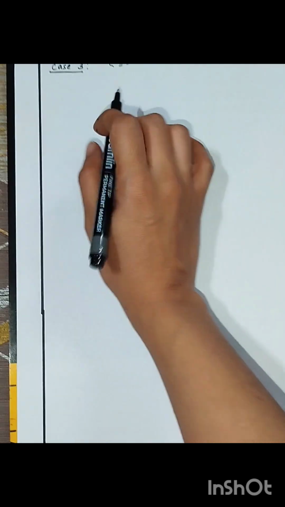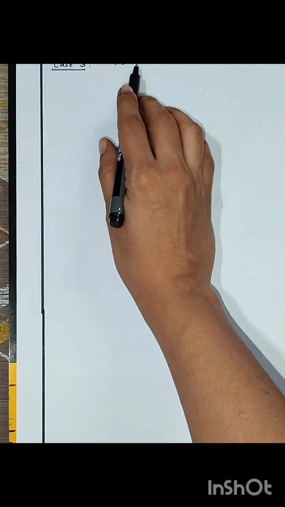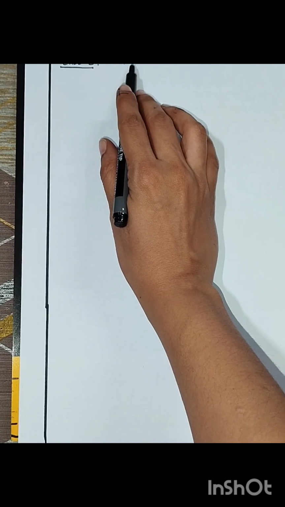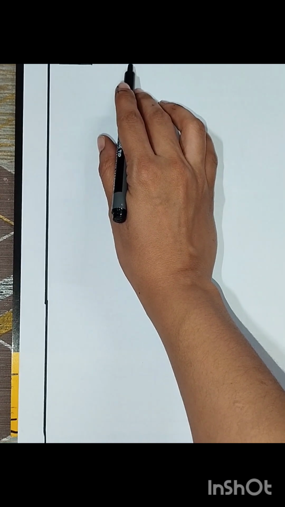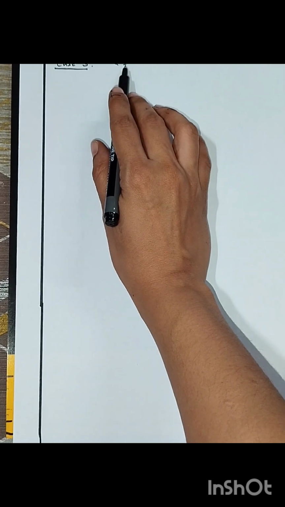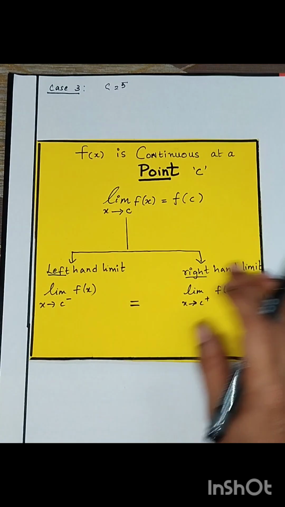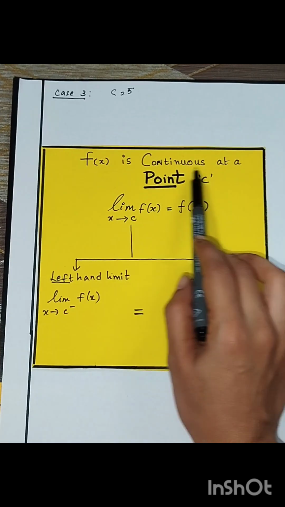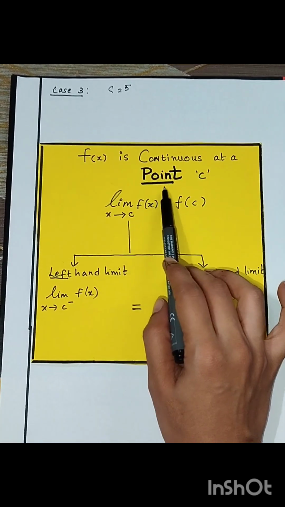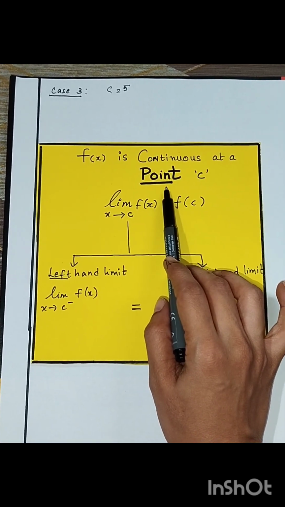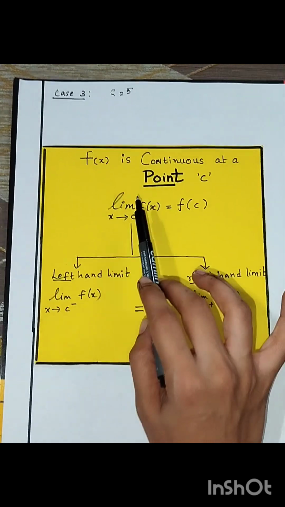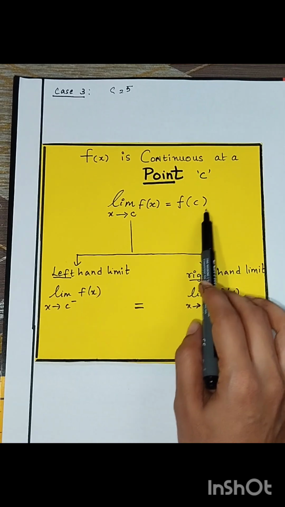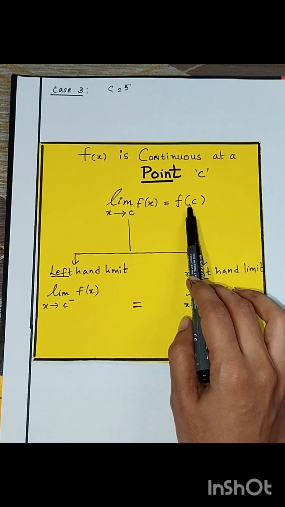So to prove this at a point, this is not greater than 5, not less than 5, this is equal to 5. When you have to prove continuity at a point, there is a specific condition. So let us go through that condition here. If you want to prove that a function is continuous at a point, at any point like 5, 6, 4, anything, the same condition will be there: LHS should be equal to RHS.